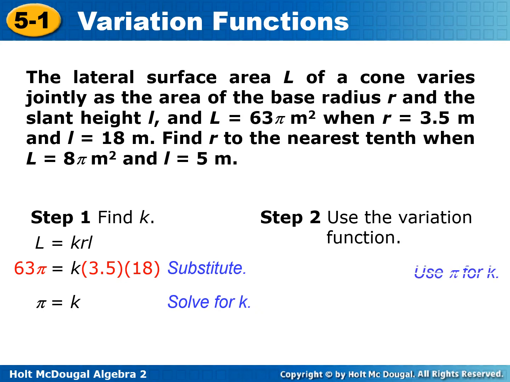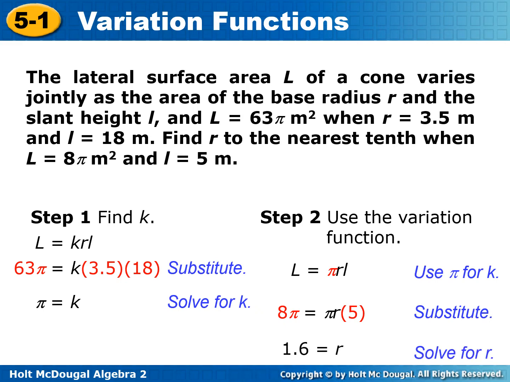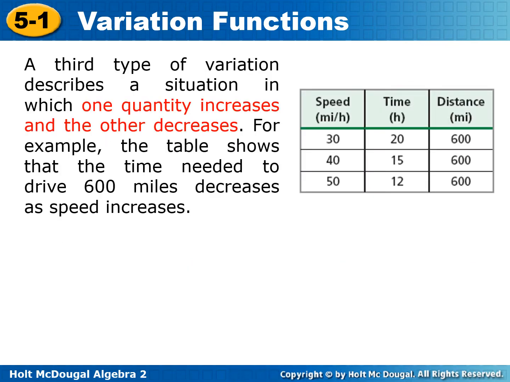Step 2, we are going to substitute it in the original equation. So we are going to have L equals pi Rl. Then we are going to substitute all the values. And then from here, we are going to divide both sides by 5 pi. So we will be getting R equals 1.6.